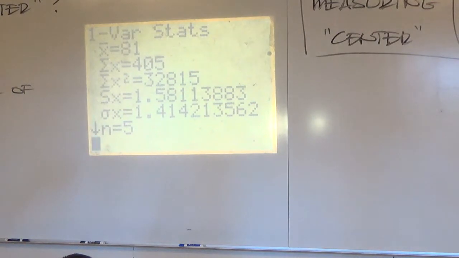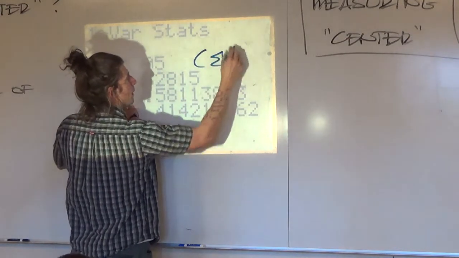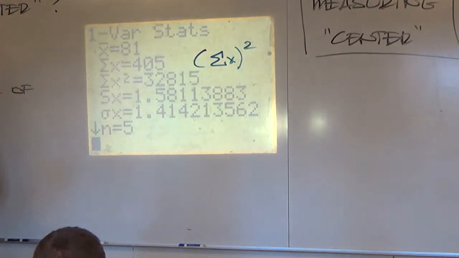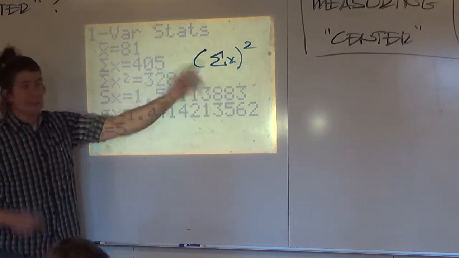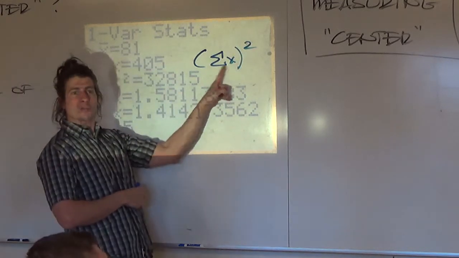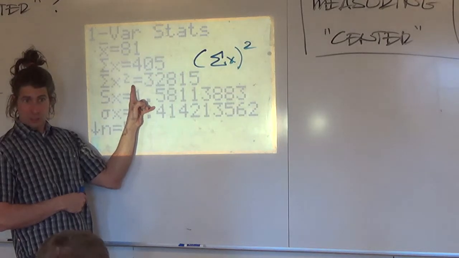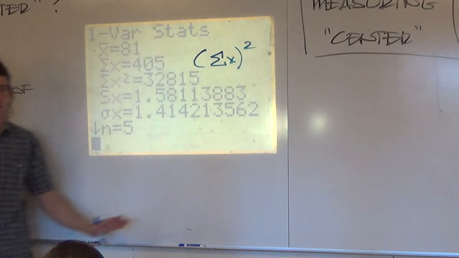It's not 405 squared. No, that would be 164,000. Well, that would be this large number. See the difference there? We're getting mathy, I apologize. The sum of x squared is different than the square of the sum. This is the sum of the squares. I know, I'm sorry, I'm done.